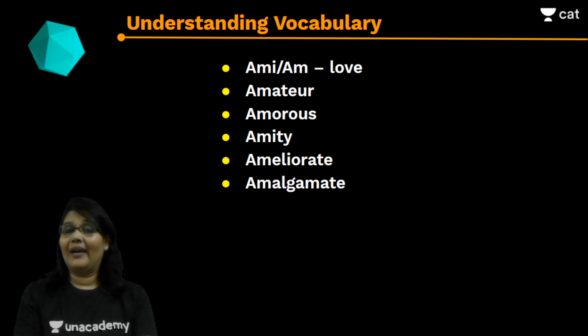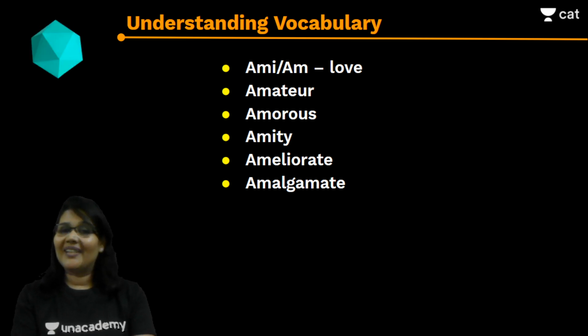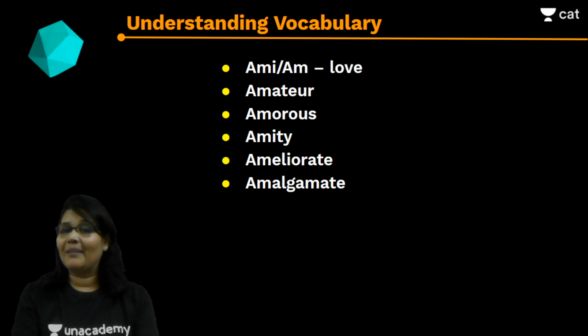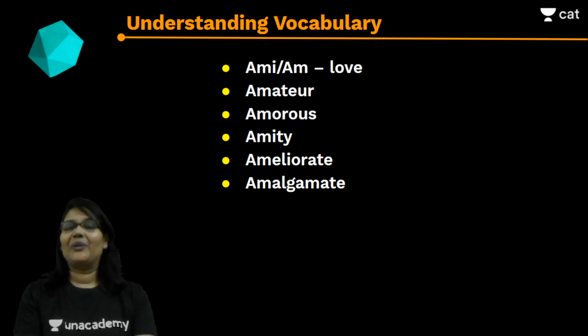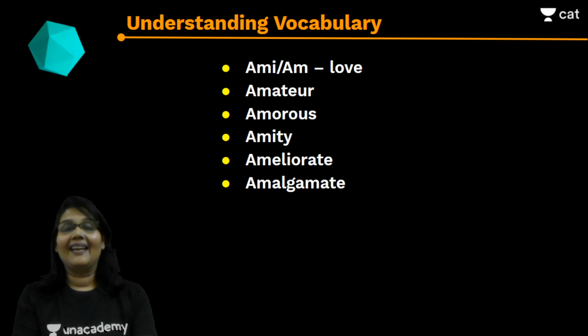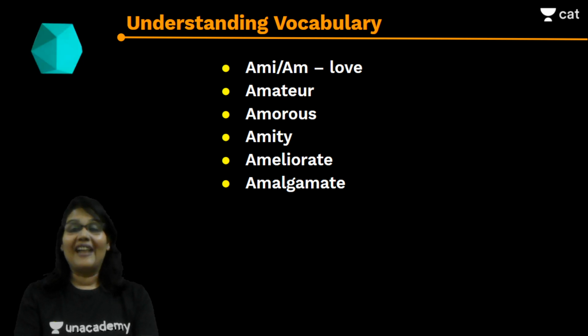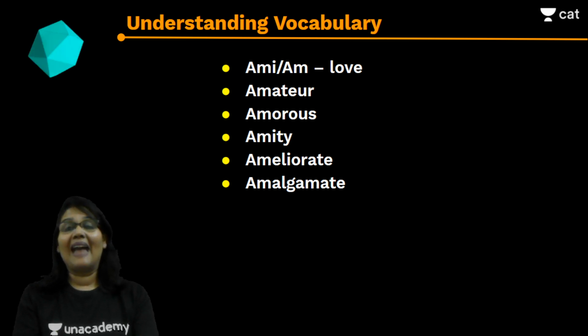Next we have the word amorous. Amorous means passionate. Passionate, again connected to love. See, you can be passionate about your work. What does that mean? That you love your work, right? Let's go to the next one. You have amity. Guys, I had given you the meaning of this. Anyway, amity means friendship. Now, no friendship can be without love, isn't it? So, let's go to the next one.